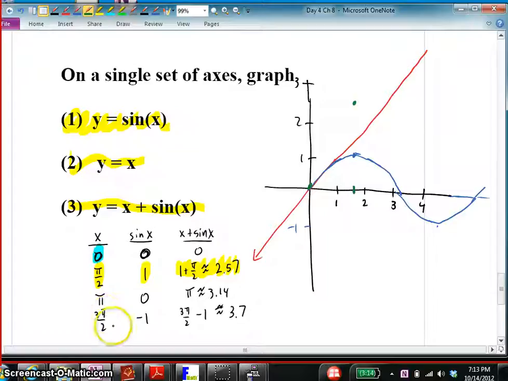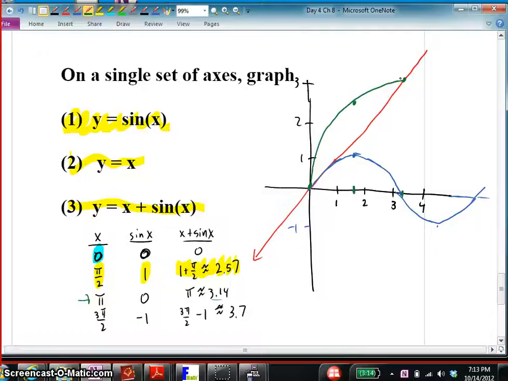And now we go to pi. If x is pi, sine of x is 0, and x plus sine of x is pi plus 0, that's about 3.14. So at pi, which I'm saying is about right there, we are really at 3.14, which will be right on that line. As you can see, the first 3 points look like that.